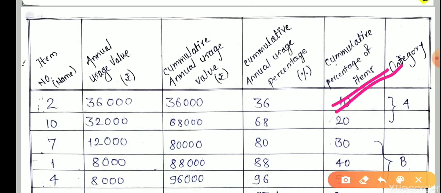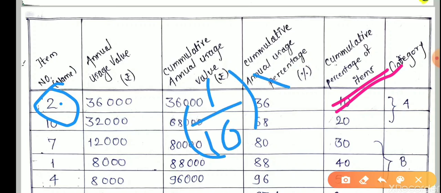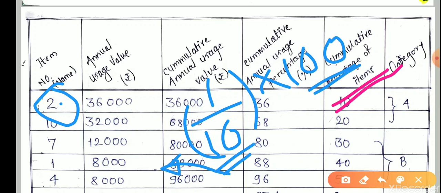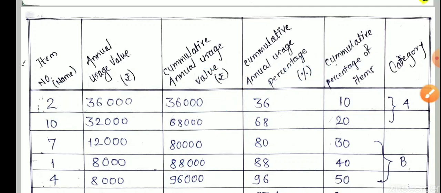How is it calculated? For the first item, it is just 1 divided by 10, into 100. The 100 is because it is a percentage, the 10 is because there are a total of 10 items, and the 1 is because it is the first item.